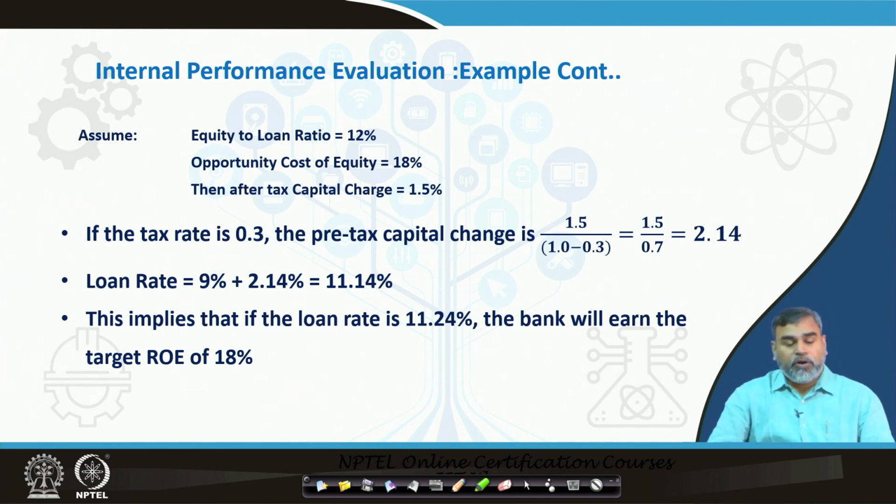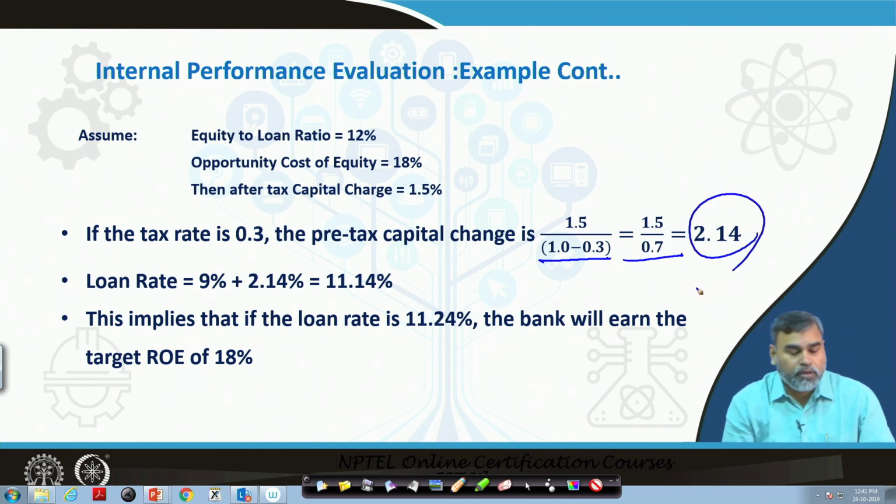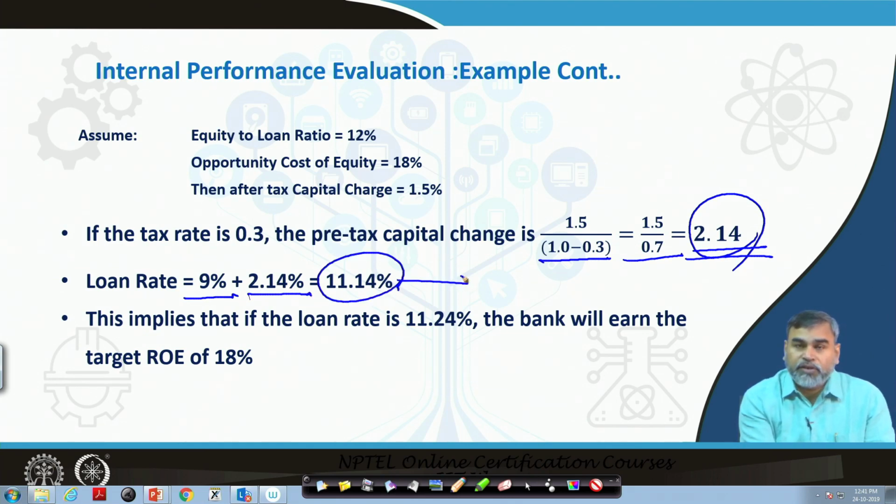So, if the tax rate is 0.3, then the pre-tax capital charge should be 1.5 divided by 1 minus 0.3. Because 1 means 100%, minus 0.3 is 0.7, and 1.5 divided by 0.7, you are getting 2.14. So, this 2.14% has to be added to the loan rate to price the loan. The basic loan rate was 9% and we are adding 2.14%, that is 11.14. And how can we interpret this 11.14?